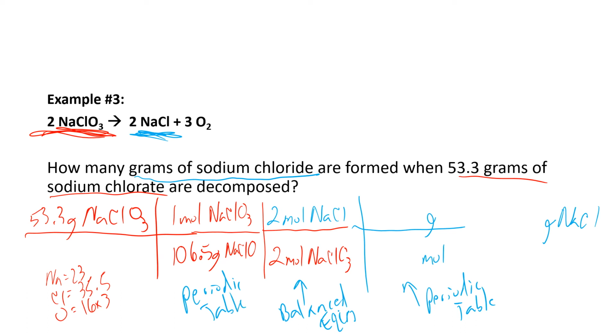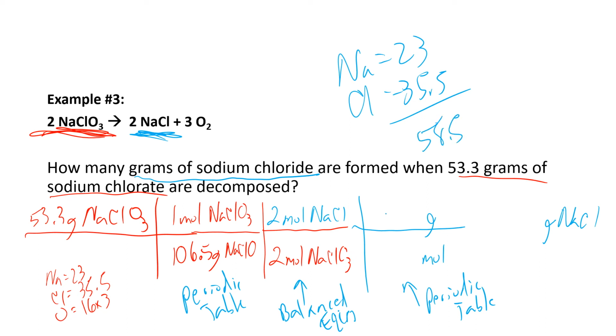So this was one where we needed all 3 steps. So if we add up Na, which is 23, and Cl, which is 35.5, you get a grand total of 58.5 grams. So that's 58.5 grams in 1 mole. So now you multiply 53.3 times 1 times 2 times 58.5, and you divide it by 106.5 and divide it again by 2, and what you get is 29.3 grams. So that's how many grams of NaCl this reaction will make.